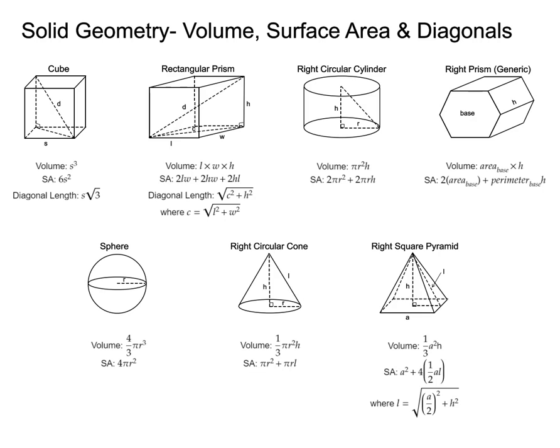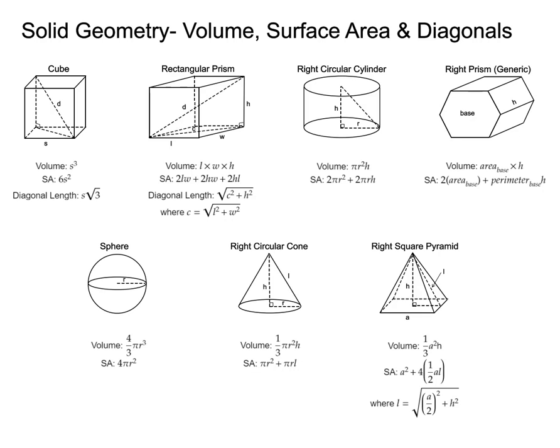It is certainly possible for you to encounter a right prism that isn't a cube or a rectangular prism, or, while technically not a prism, a right circular cylinder. So in general, if we have a right prism, to find the volume, you're going to take the area of the base times the height. For surface area, you're going to take 2 times the area of the base plus the perimeter of the base times the height.